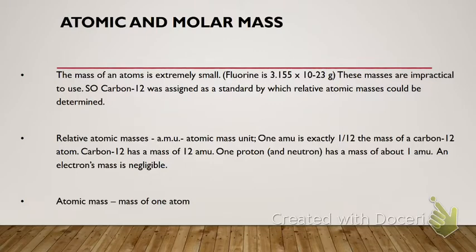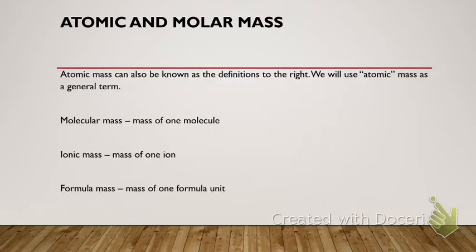So the relative atomic mass, which we'll measure in AMU, standing for atomic mass unit, is what we'll use today. It is exactly 1/12 the mass of a carbon-12 atom. So carbon-12 has 12 AMUs. One proton or neutron has a mass of about 1 AMU. Remember, the electron is a negligible amount of mass added to the atom. Okay, so let's see how we do this. I'm telling you, it's a very short lesson today.